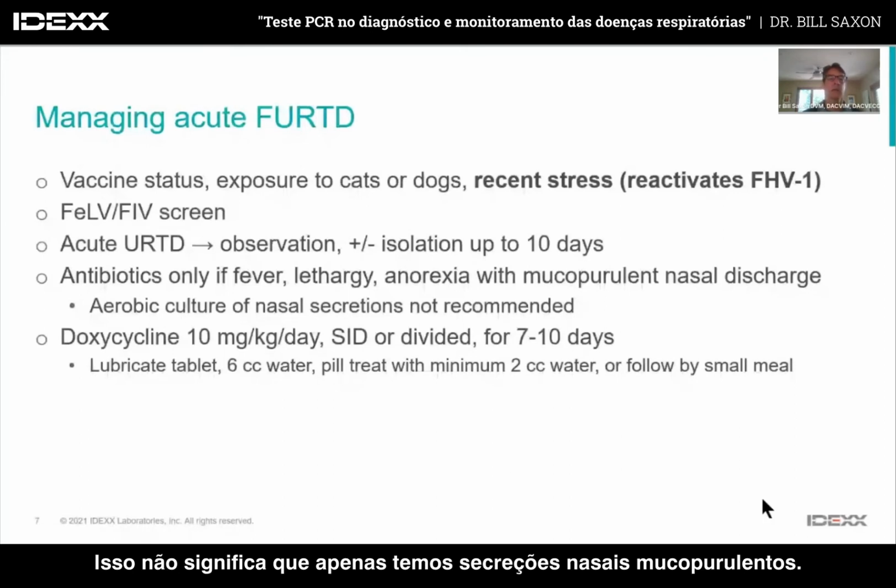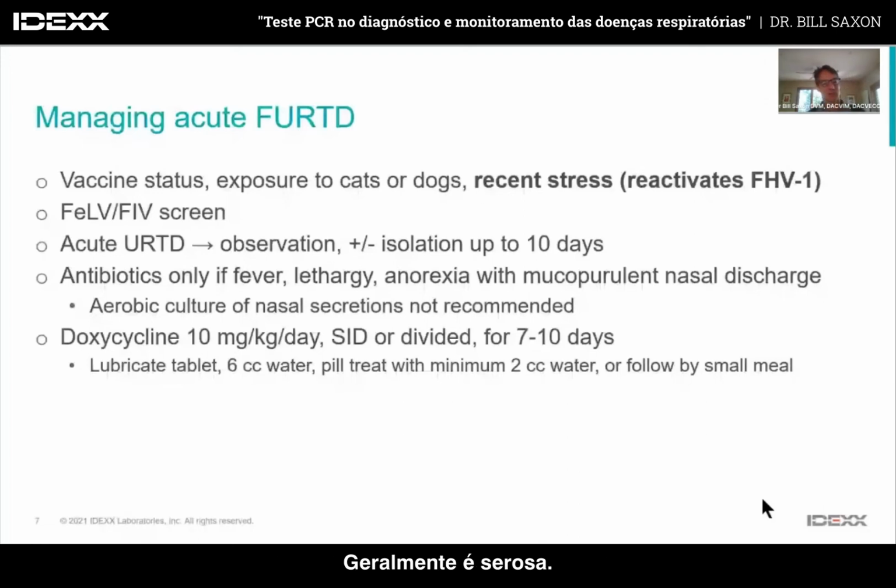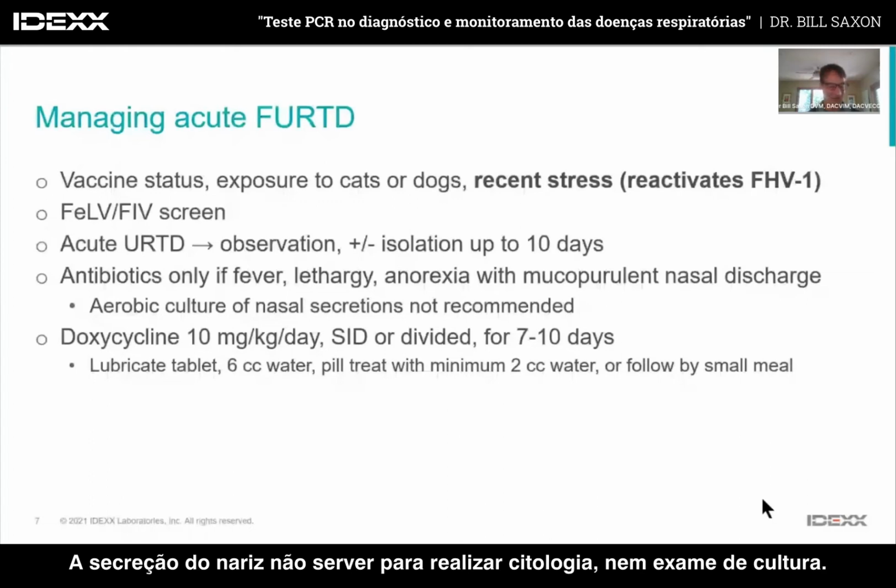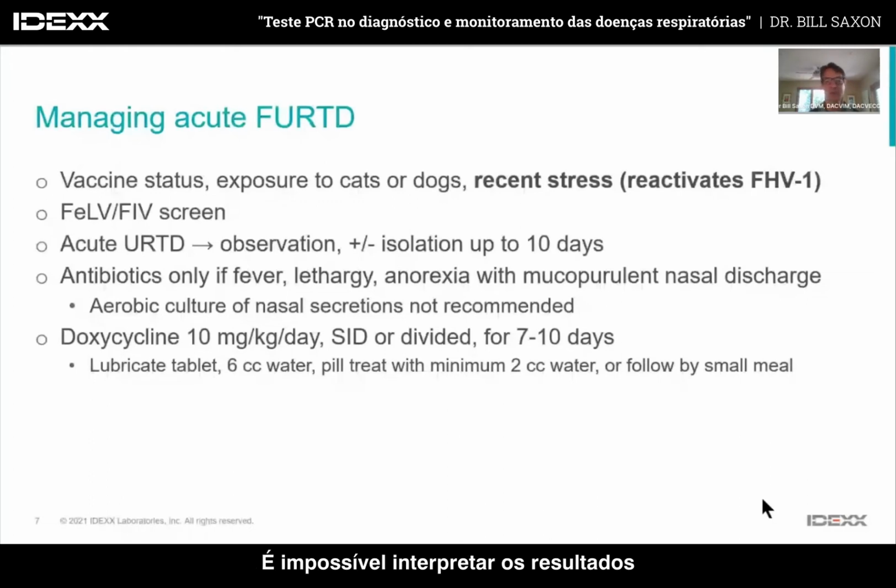Okay, that doesn't mean that we just have mucopurulent nasal discharge. It's usually serous, but if it's mucopurulent, that per se, that change in character of the discharge, doesn't mandate antibiotic therapy. It does if there are associated systemic signs: fever, lethargy, and inappetence. We don't want to do anything with the stuff that comes out of the nose, okay? Like the nasal discharge, we don't want to do cytology, we don't want to culture. Impossible to interpret the results because of the number of contaminants that could be in that sample.